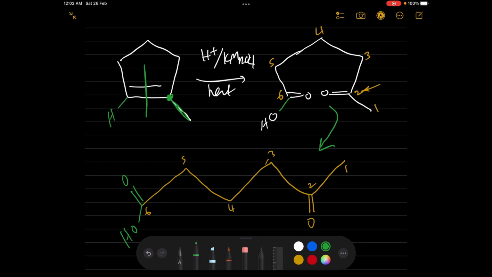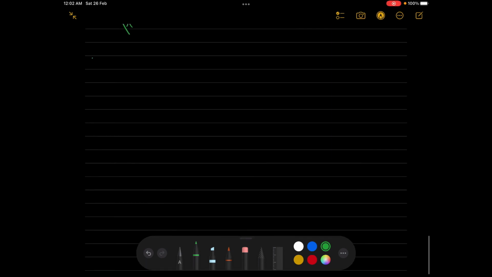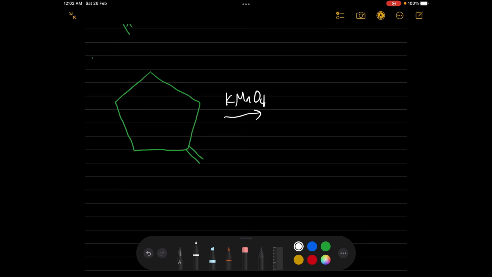Let's take another one. Let's take something like this. And we just added KMnO4 that is acidified, and we apply it here. So once you find a double bond, you have to break it. How can I understand this bond? It seems that you have carbons on each edge, and once you have a double bond, it means that you have CH2 in here.